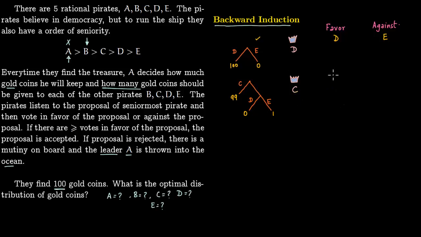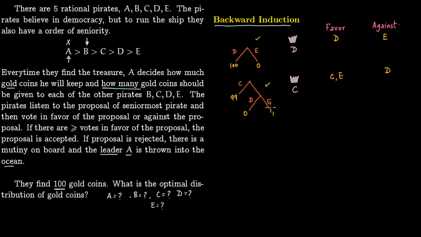C will obviously vote in favor, and E will also vote with C, because E knows that if he votes against C, then D and E will throw C overboard, but then D will give him 0 coins. So E says 1 coin is better than 0 coins, so let me vote with C, and D is going to vote against because he doesn't get any coins. But now you have 2 votes in favor and 1 against, so this distribution is optimal.